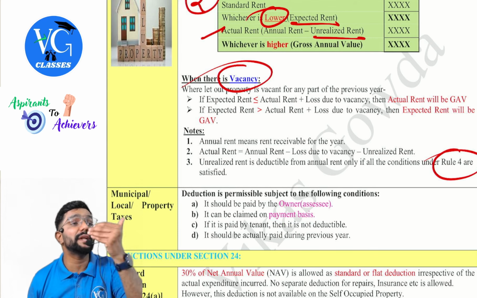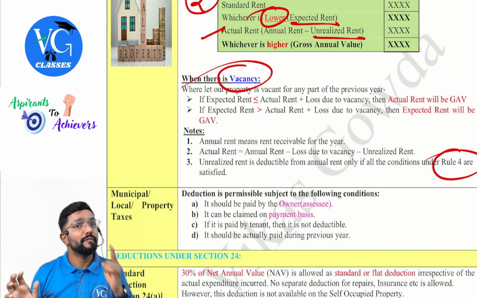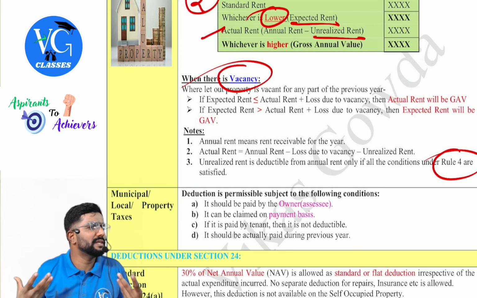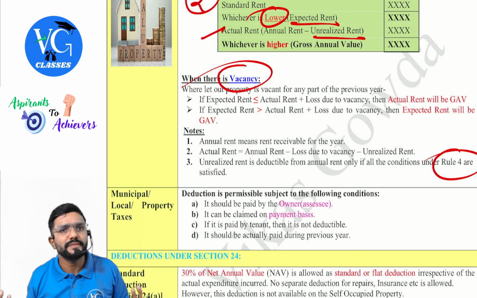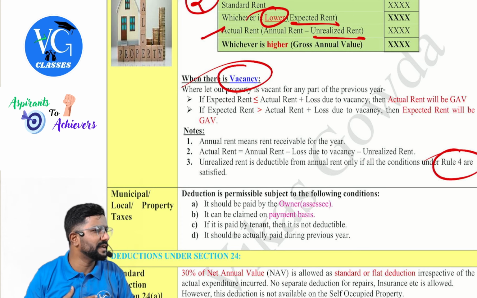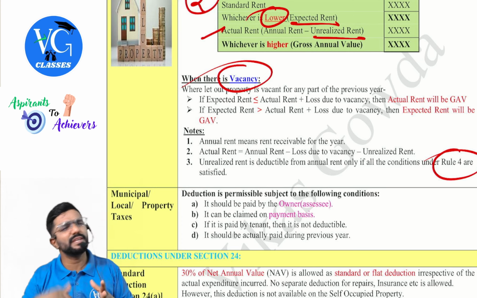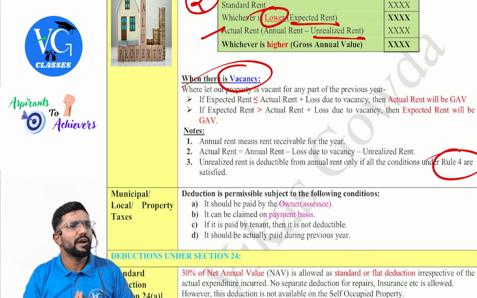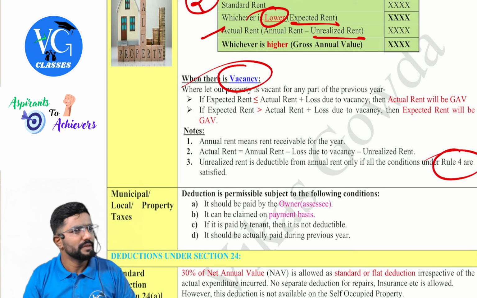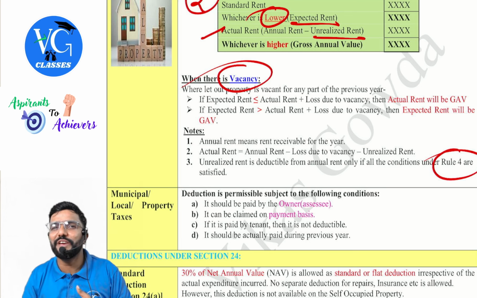Tenant is staying in a property but not paying rent, whereas loss due to vacancy means when there is a vacancy, there will be a loss to the owner. Why, sir? I couldn't find a new tenant. You were staying in my property for 8 months during the previous year. You vacated the property because you wanted to shift elsewhere. I couldn't find a tenant for 2 months; in the third month, I found one. So for 2 months I have suffered loss due to vacancy.